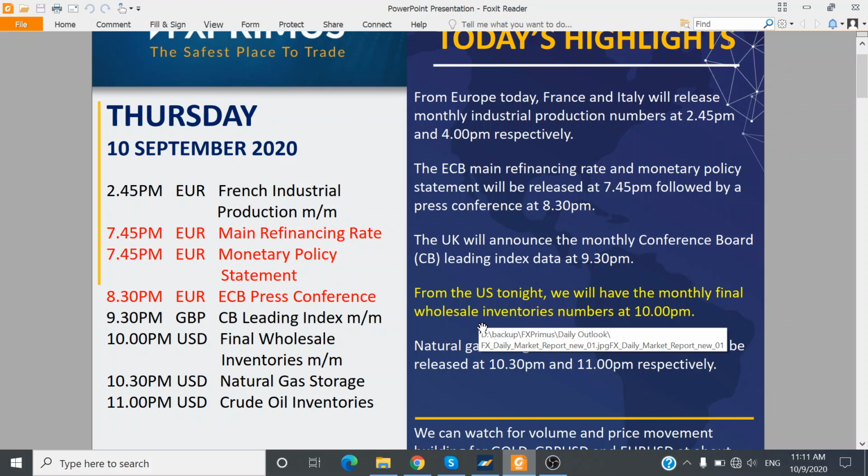Yesterday, crude oil inventories was not reported. I'm not too sure for what reason. Usually crude oil inventories will be reported on a Wednesday. However, instead of Wednesday, it will be reported tonight at 11 p.m., after the natural gas storage data at 10:30 p.m.